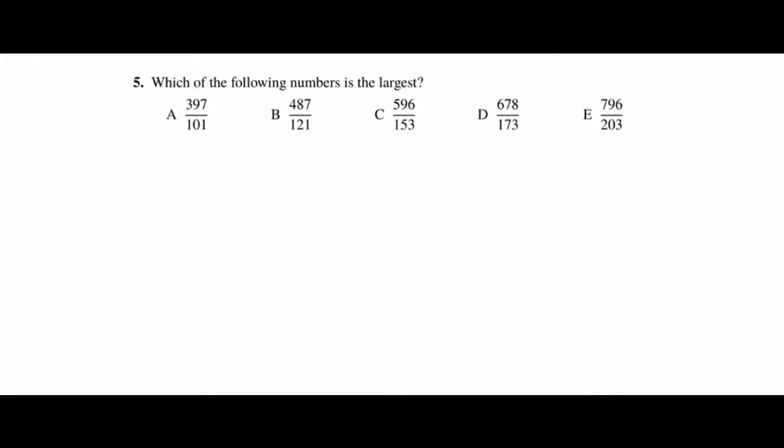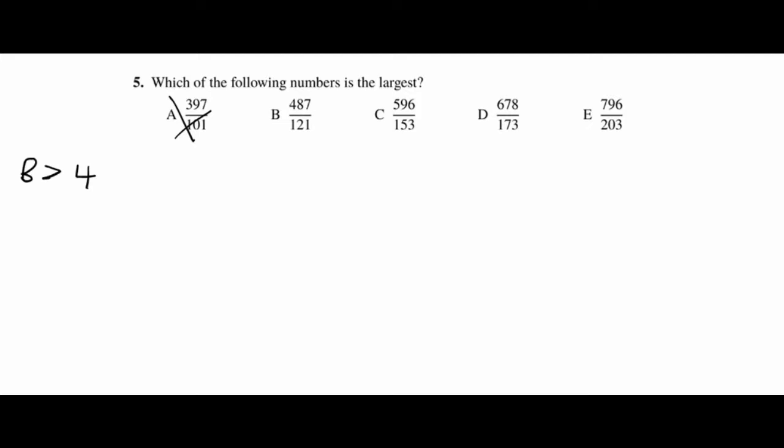if you quickly look at the fractions, you can see that B, which is 487 over 121, is greater than 4 because 121 times 4 is 484. So we know that B is greater than 4. And so now let's look at A. So A is 397 over 101. But 101 times 4 is 404. And so clearly A is less than 4. And so since B is greater than 4, A cannot be the largest. So we can rule out A.